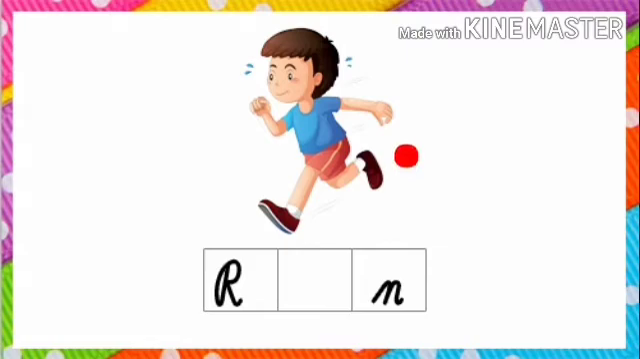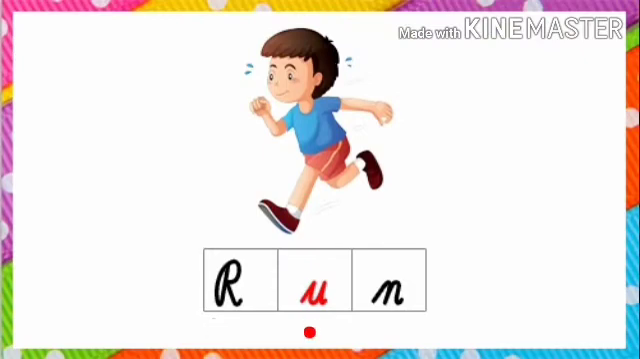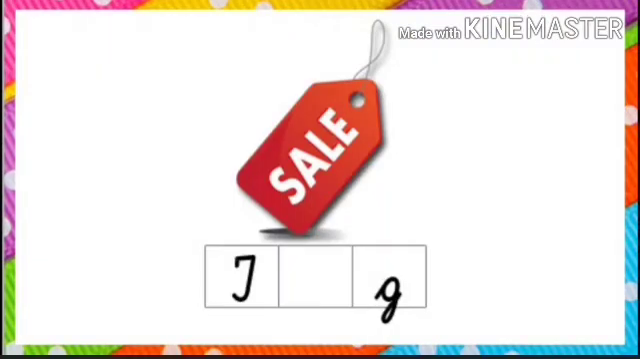Which picture is this? It's a picture of run. When the beginning sound is r, letter is r. Ending sound is n, letter is n. Which vowel sound is missing? A u sound is missing. So write the letter U, it says u, and make the word complete. Run. It's time for the next word.